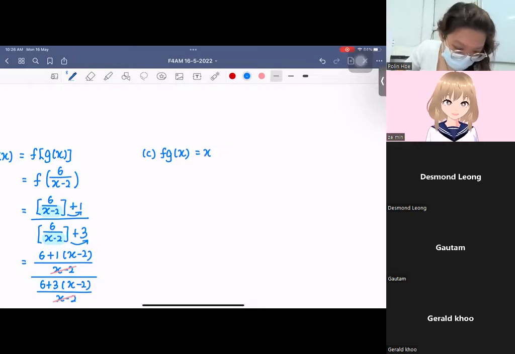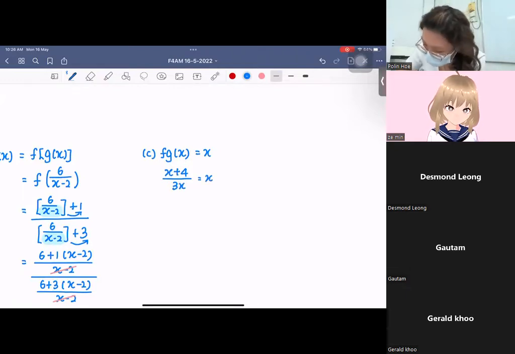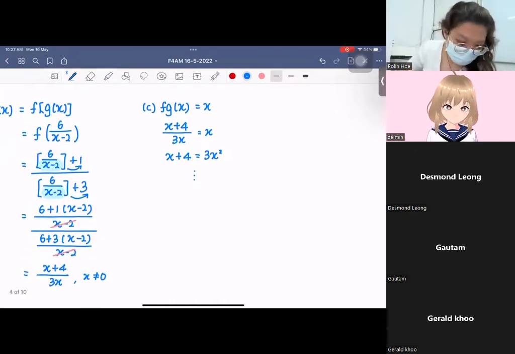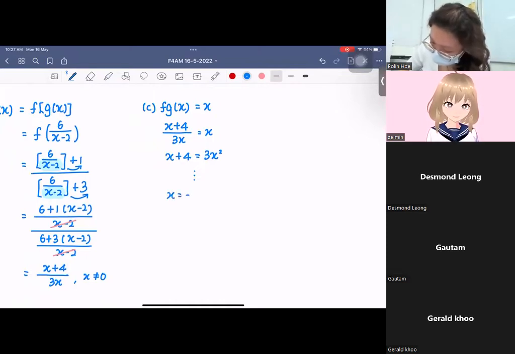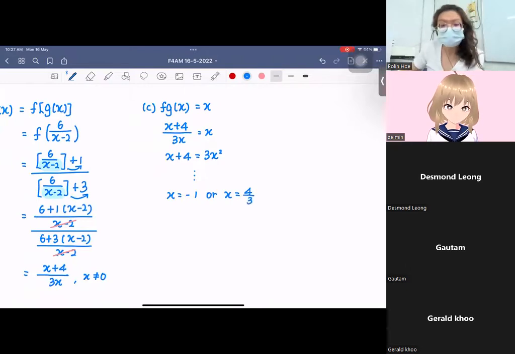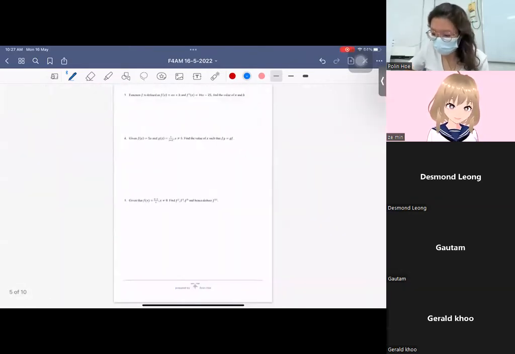We have x plus 4 over 3x equals x. And then how do you settle? x plus 4 equals 3x squared. And then blah, blah, blah. I think you can do it by yourself because you are big enough. You should get x equals negative 1 or x equals 4 over 3. I cannot do it for you anymore because there is no more time. Next one.